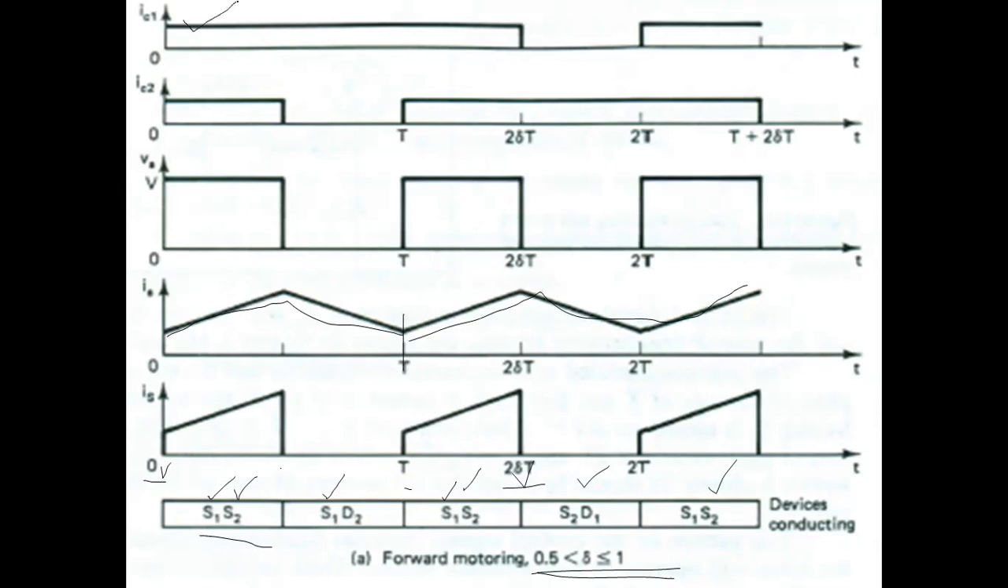These are the control signals. So from 0 to 2 delta T, I am giving the control signal for S1. So S1 is on. From T to T plus 2 delta T, I am giving control signals for S2. So S2 is on. So this is the on time period. S1 is 0 to 2 delta T, and S2 is from T to T plus 2 delta T. So at this time, S1 and S2 will be on, and this is the voltage waveform. This is the source current. These are in forward motoring.